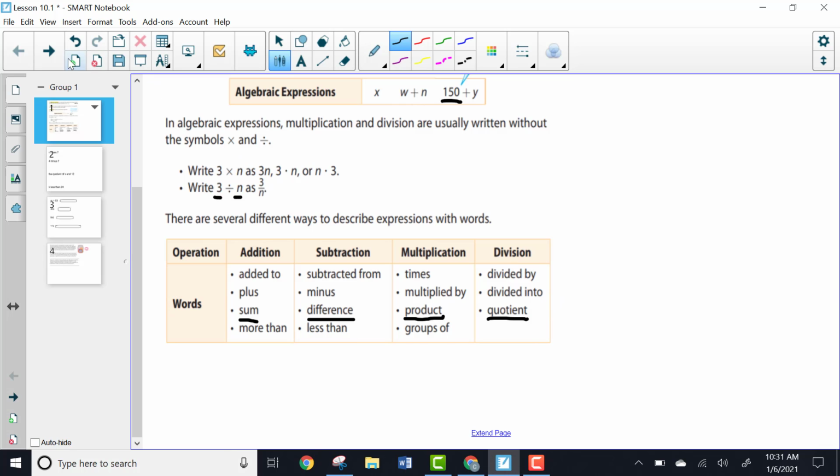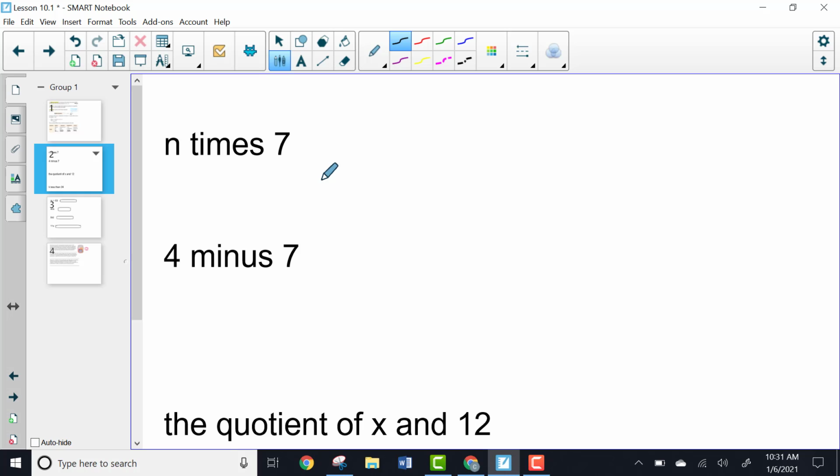Let's take a look at some of these problems. We're going to see them in word form, and then we're going to write them as an algebraic expression. You can see these problems right on page 262 in your Go Math book. We see n times 7, so think of that word times and go back to that list on 261. Times means multiplication, and so we have 7n. Whenever a constant is next to a variable without any operation symbol, that means it is multiplication. The next one, we have 4 minus y.